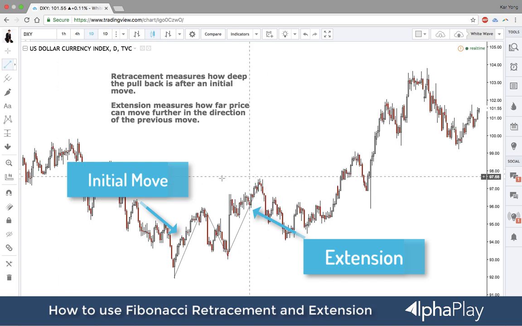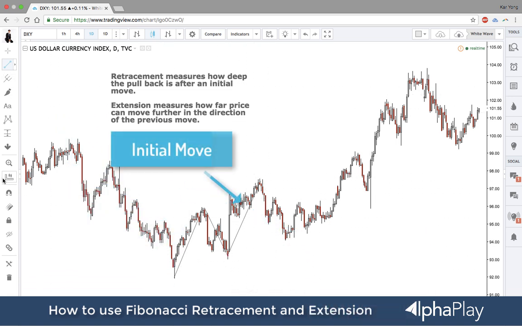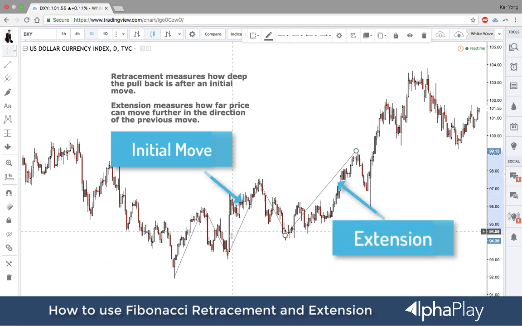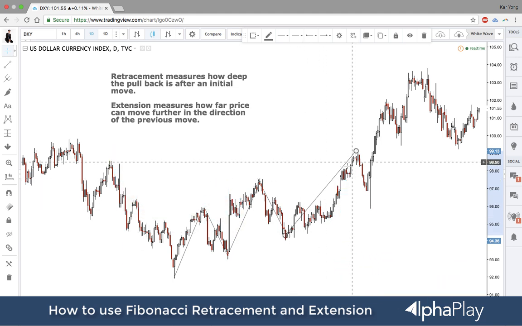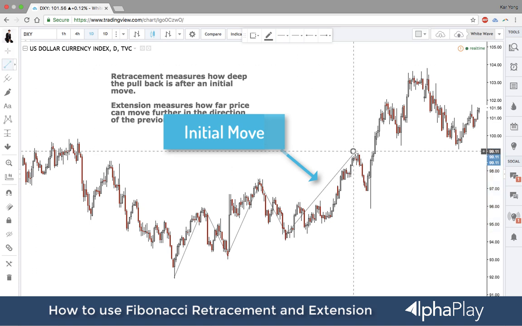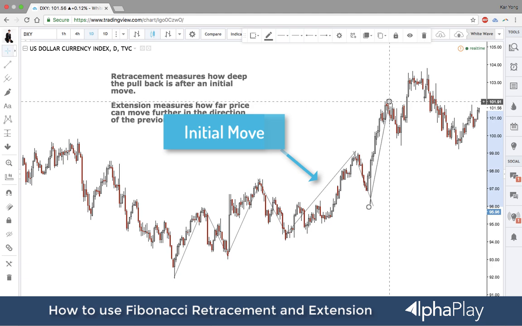Okay, so once this is done, you can now take this as an initial move, followed by this is a correction, and the subsequent move up here is an extension of your previous move over here. Okay, and then you can subsequently follow this entire top process. So this would be then your initial previous move, right? This is a correction, and then you have an extension upwards as well.